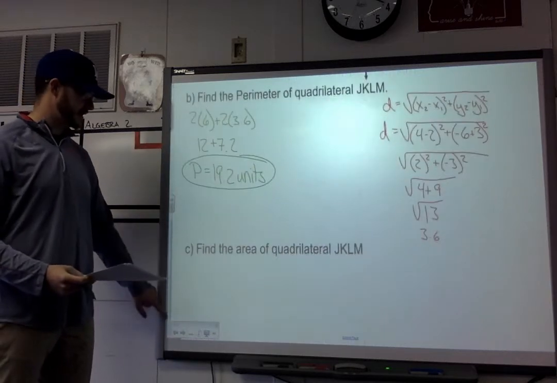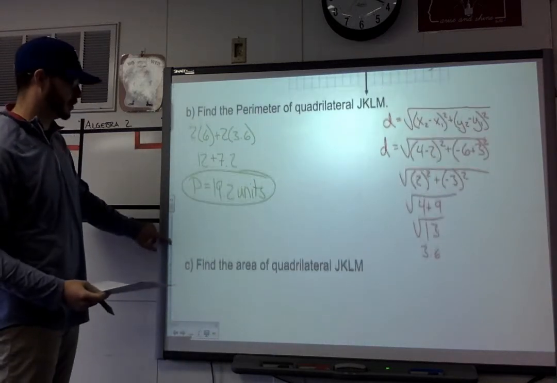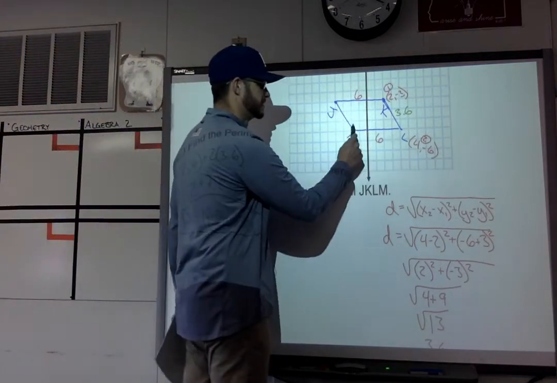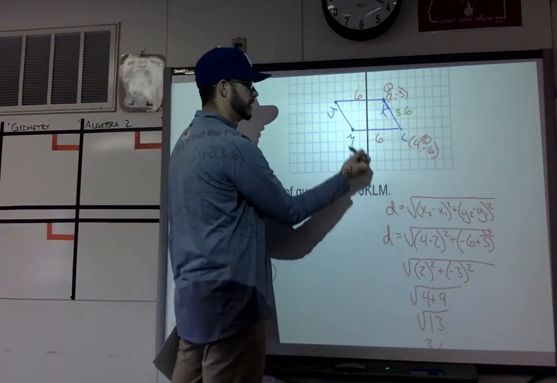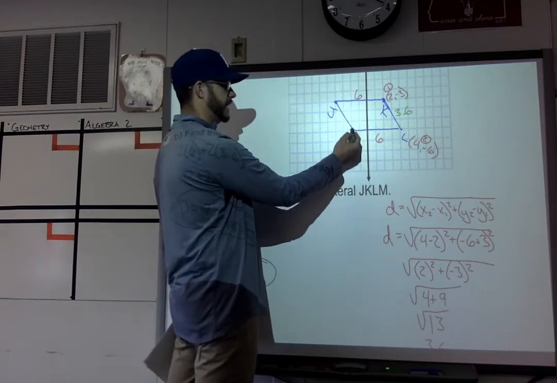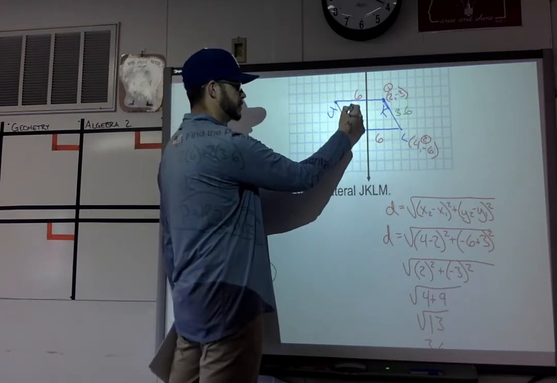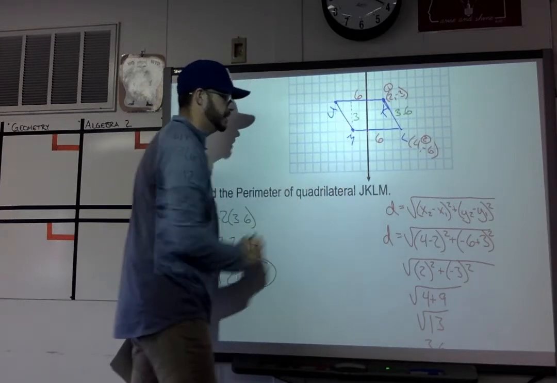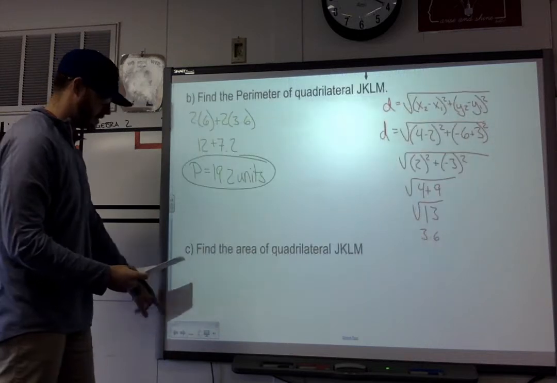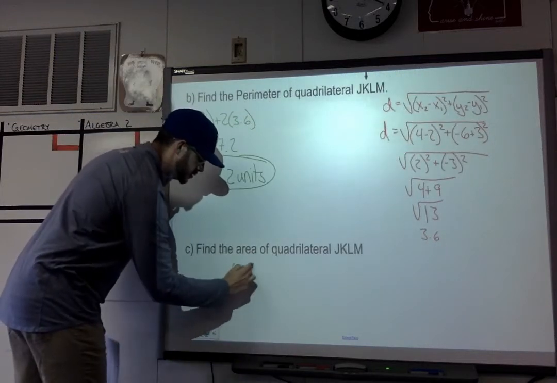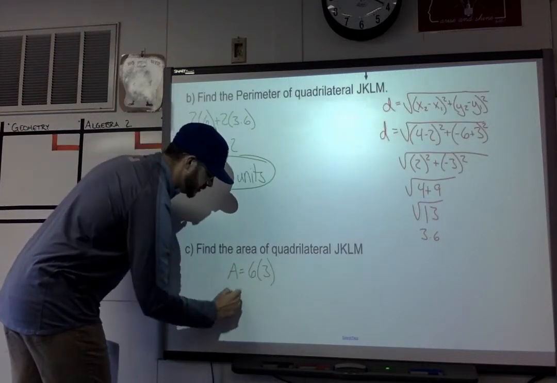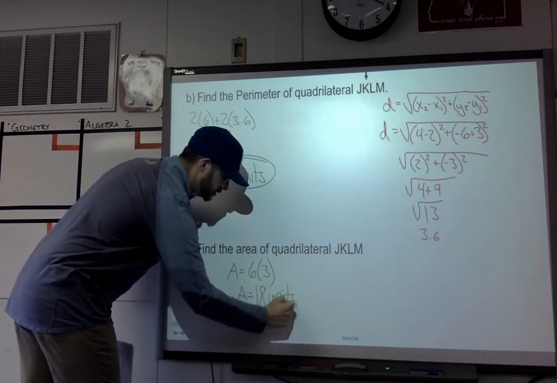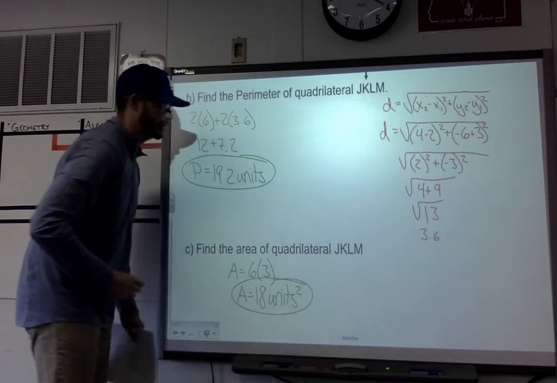Then the last thing they say is to find the area of the quadrilateral. So in order to find the area, remember it's going to be the base times the height of the figure. Here for the height, we're going to have a height of 1, 2, 3 because we just want to form that 90-degree angle. It has a height of 3, so the area would be 6 times 3, which gives us an area of 18 units squared.